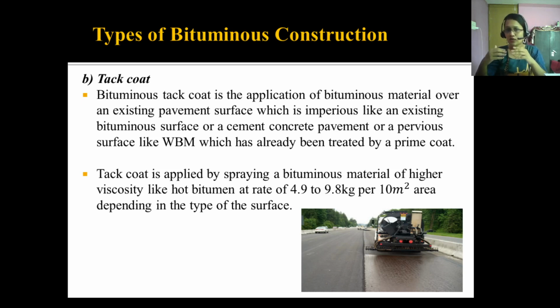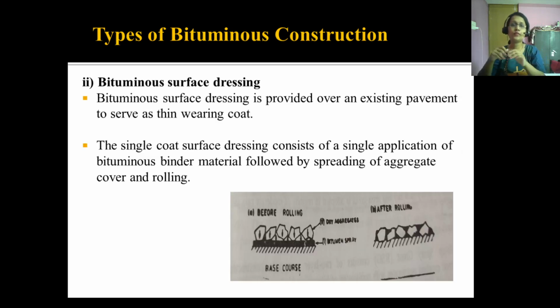So this tack coat is applied by spraying a bituminous material of higher viscosity, like hot bitumen, at a rate of 4.9 to 9.8 kg per 10 meter square area, depending on the type of the surface. Then we have the bituminous surface dressing. Bituminous surface dressing is provided over an existing pavement to serve as a thin wearing coat.